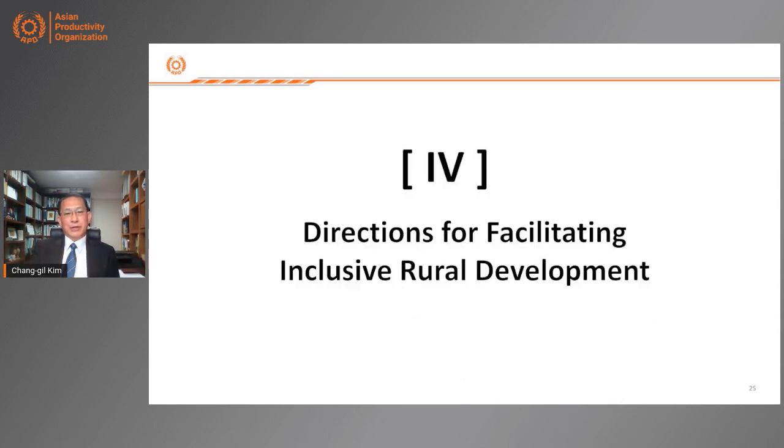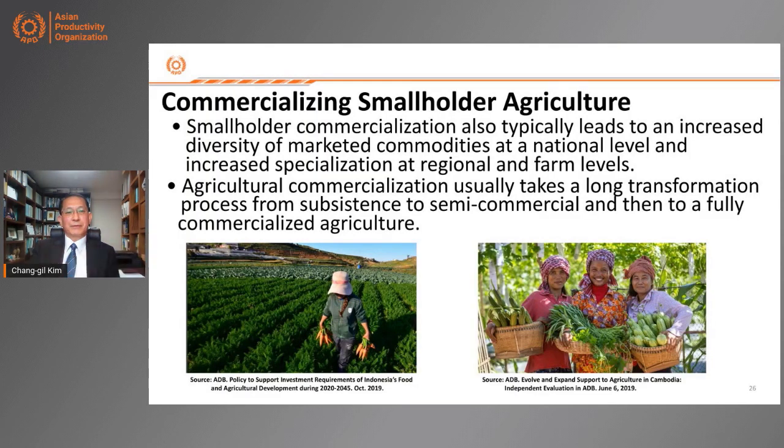Section four is directions for facilitating inclusive rural development. The first thing is commercializing smallholder agriculture. In Asian countries, smallholder farming is the majority. So smallholder commercialization is important.